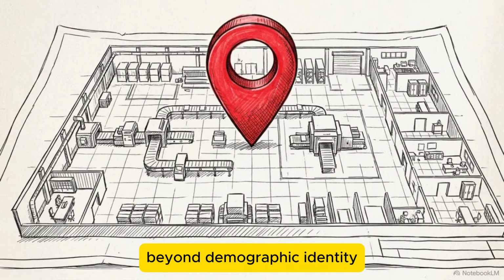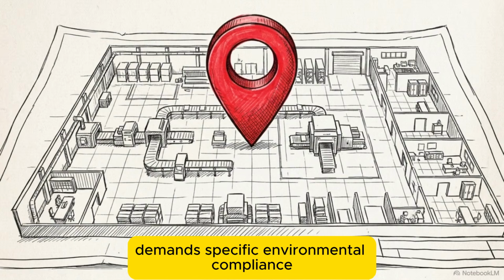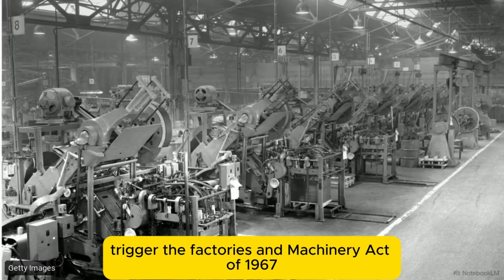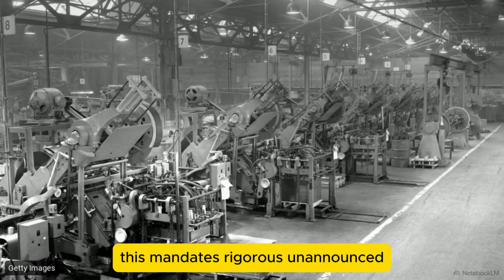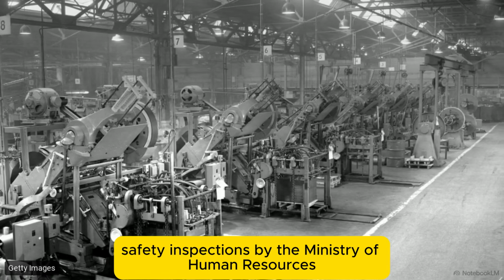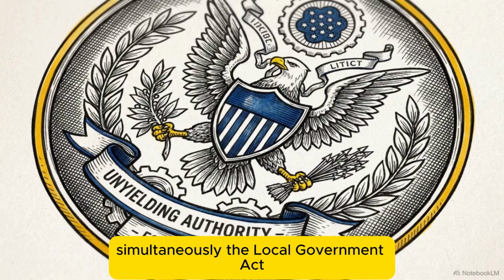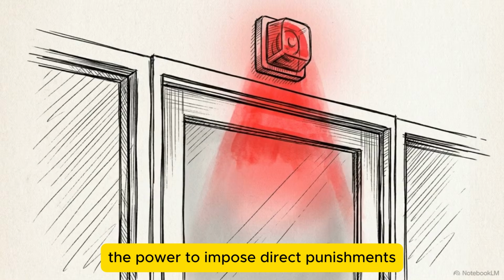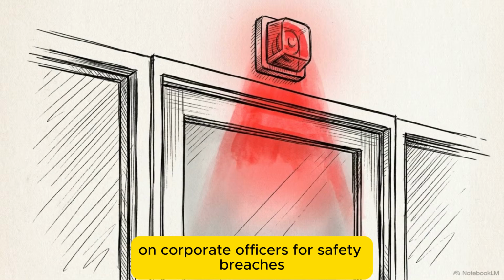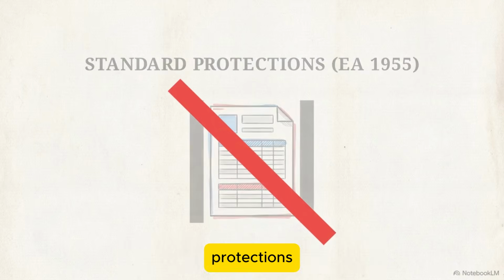Beyond demographic identity, the law scrutinizes physical location. Where a person works demands specific environmental compliance. High-risk environments trigger the Factories and Machinery Act of 1967. This mandates rigorous, unannounced safety inspections by the Ministry of Human Resources. Simultaneously, the Local Government Act 1976 grants state authorities the power to impose direct punishments on corporate officers for safety breaches, a provision that overrides standard Employment Act protections.